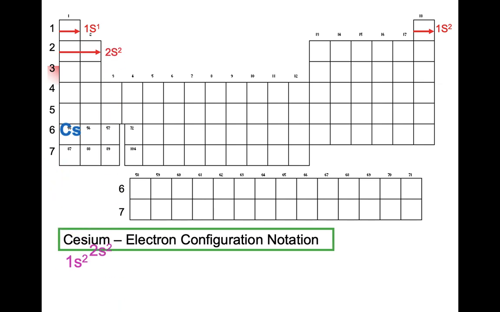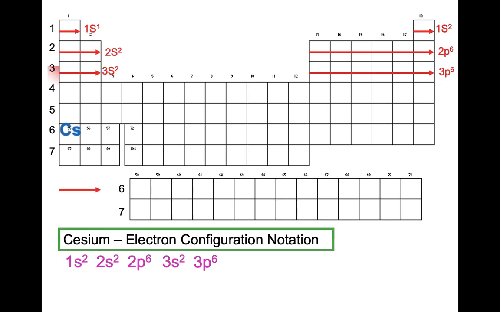That's a 2s2. Continue across period 2 to the p block, and we're going to have to fill that up with 6 electrons. That's period 2, the p block, and it has 6 electrons. So that's a 2p6. The next period is period 3. We're going to fill up the s orbital with 2 electrons. We're in period 3, the s orbital, 2 electrons. That's a 3s2. Continue across to the p orbital in period 3. We're going to have 6 electrons in that p orbital, so that's going to be a 3p6.